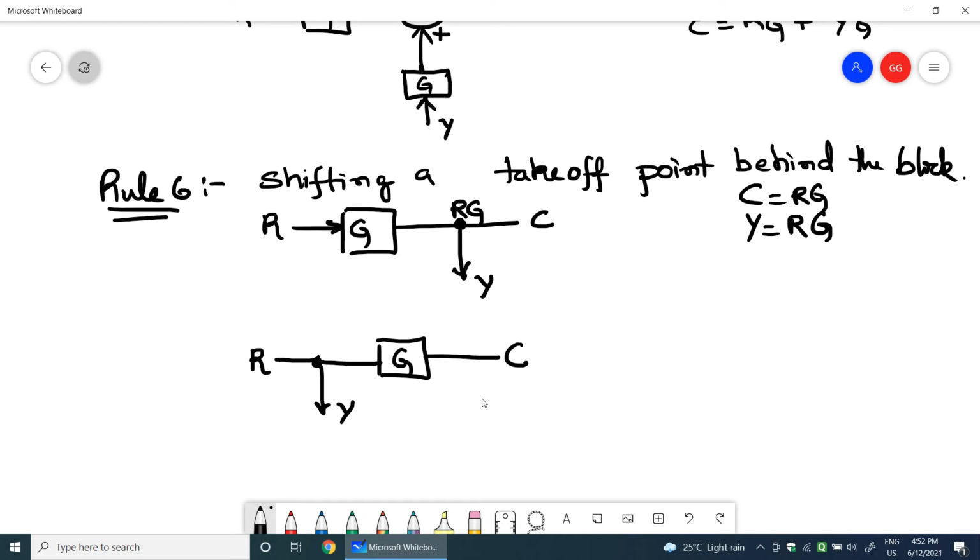Now what is Y? Y will now be equal to R, if you see here, because R is coming out here. At this point it will be R only. So Y will be equal to R. Now what should I do so that I need Y equals R into G if I shift the takeaway point? So therefore what I'll do is I will try to make this Y get multiplied by G.